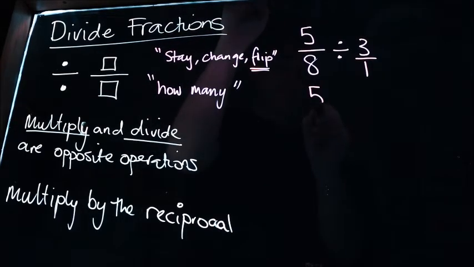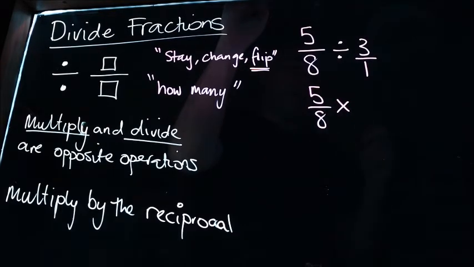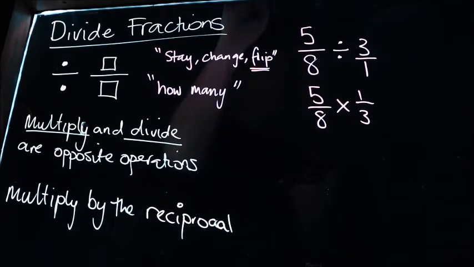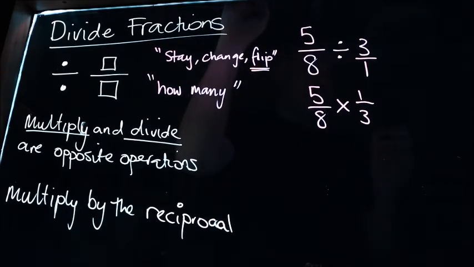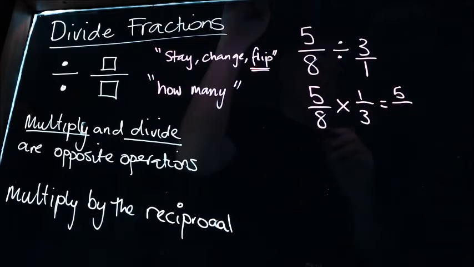So let's change this. 5/8 stays the same. We change the sign to a times sign, and we flip the fraction to 1/3. And now we're back in the same old game that we were with multiplying fractions. Is there any opportunity to cancel? No, there's not. So I can just multiply these through, and on the denominator I end up with 8 times 3 is 24.